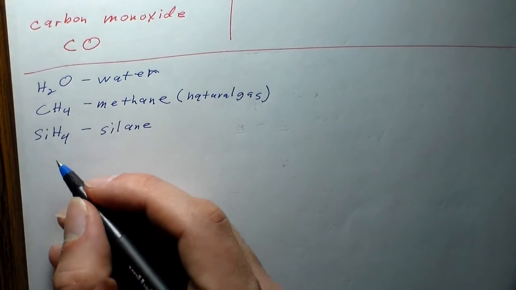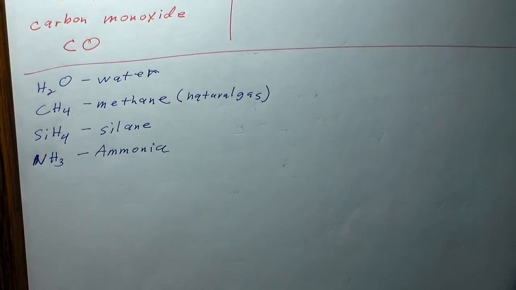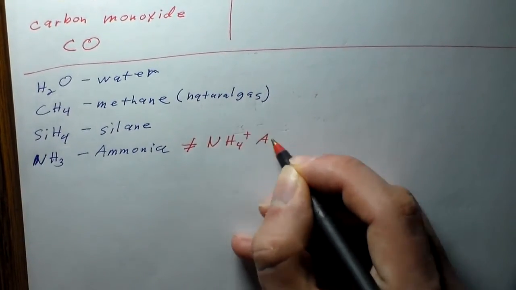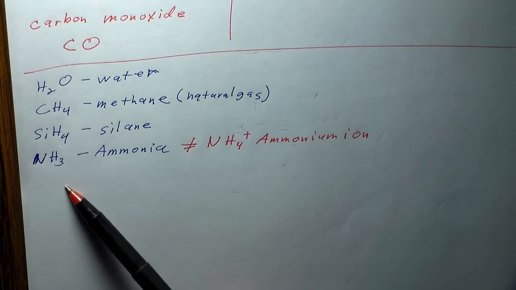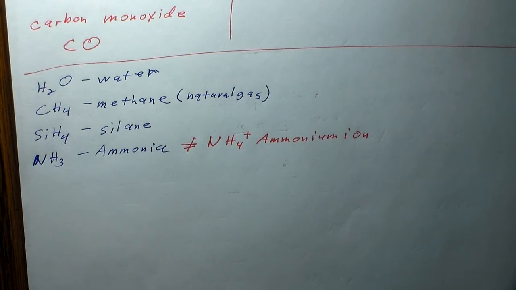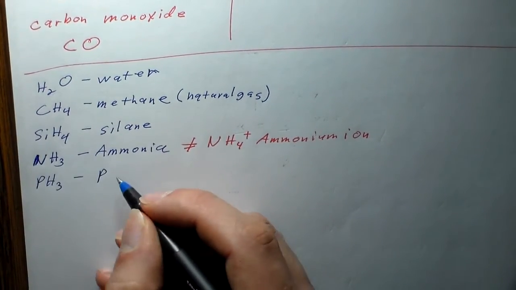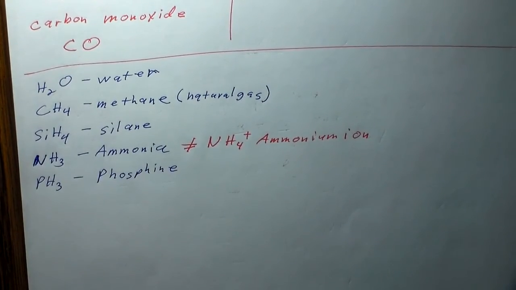Here's another one. So NH3, this is ammonia. And I mentioned this earlier, this is not the same as ammonium. These are different. Ammonium is the protonated version of ammonia. So these are very different molecules. Well, one's a neutral molecule, one is an ion, of course. And we can also have here PH3, which is known as phosphine. This is really, really poisonous. You don't want to be anywhere near that.